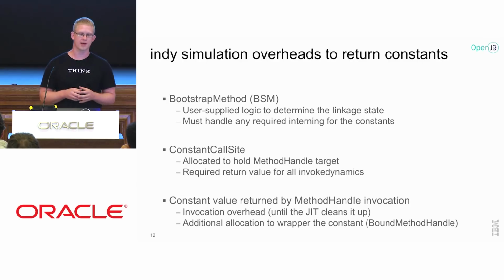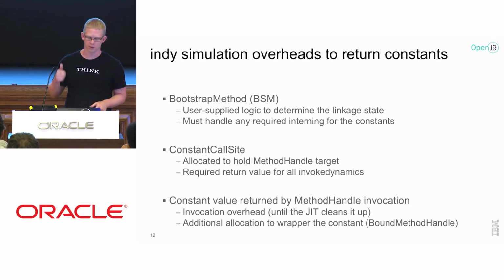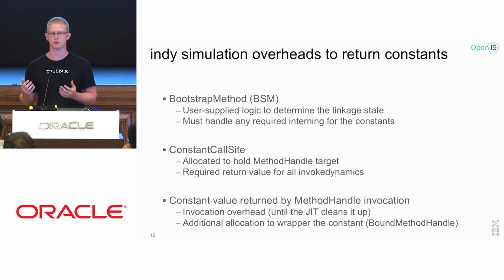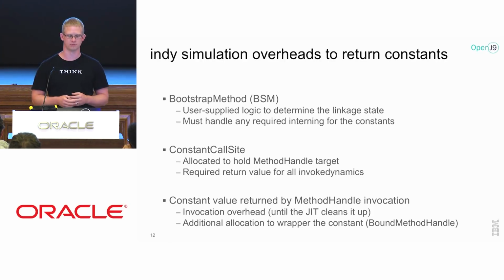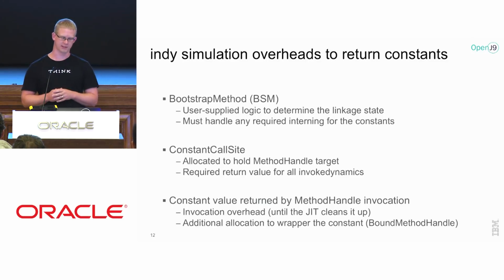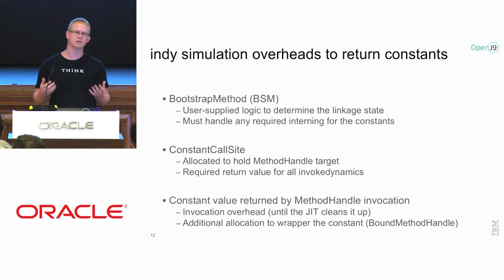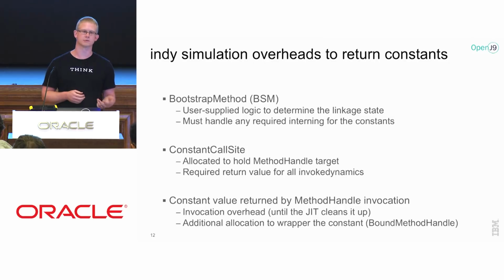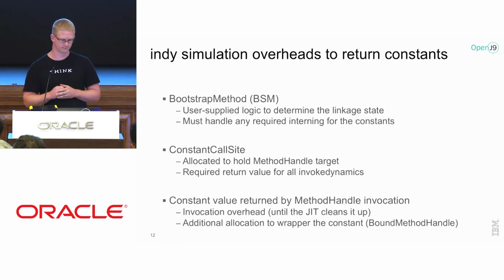So let's start by looking at this slide, taking it from the bottom actually, and we'll work our way up. So I want to return a constant. So I need to wrap that in some kind of method handle. Maybe that's just a bound method handle. Maybe that's calling some other kind of method that returns my constant. But I've got at least one wrapper object to get to my constant. And I've got a bunch of invocation overhead, at least until the JIT comes along and cleans it up. And then, because of the way that Bootstrap methods work for Indy, I also have to wrap this in a call site object. So I'm on my second wrapper object just to return my constant.